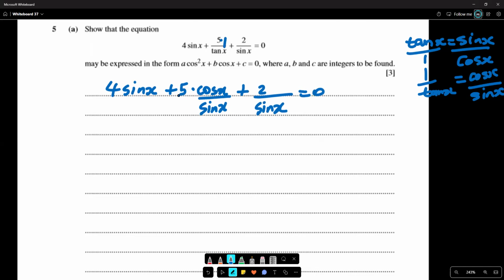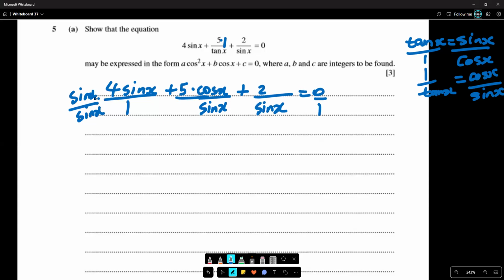And then we can see that, okay, this is over 1. And then we can see that the LCD here, let me just put this over 1 as well. LCD is sine x. So I need to multiply by sine x here, so that this is sine x. So multiply by sine x over sine x. Here I'm not going to multiply by anything because it's 0. 0 multiplied by anything will always be 0.